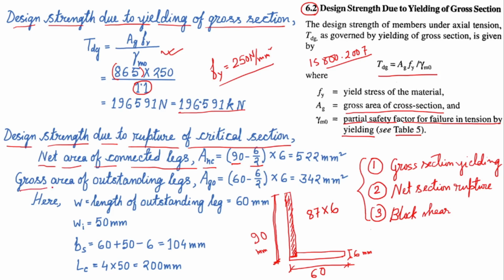Next, gross area of outstanding legs, AZ naught. So for this case also, the one side is 60. Okay, so we shall leave 3 mm from left, so up to here. So this area I shall calculate. 60 minus 6 by 2 into 6, that means 57 into 6.